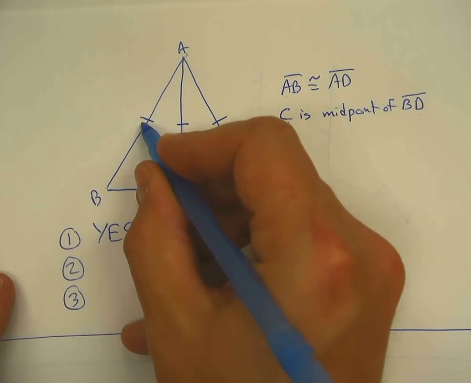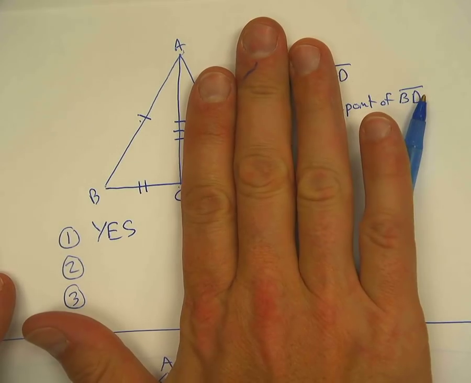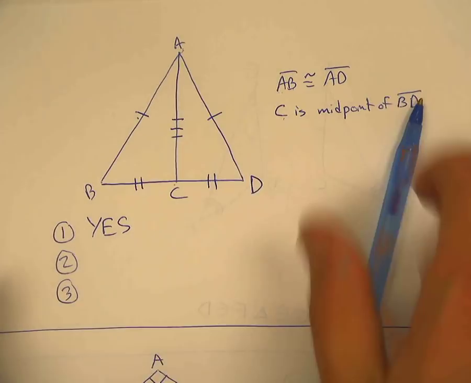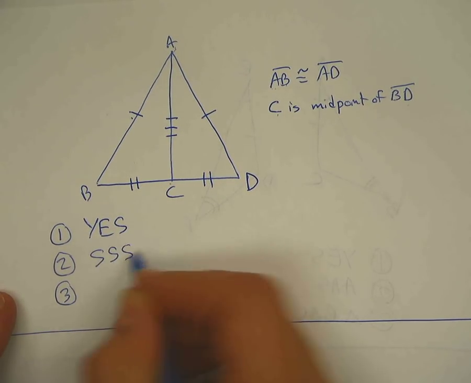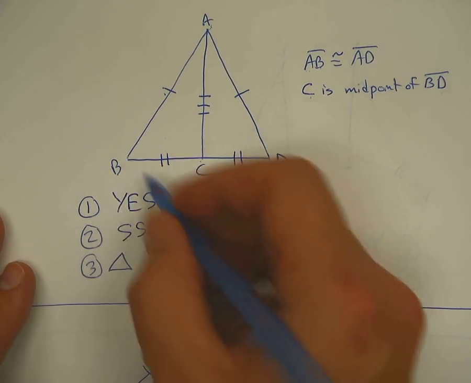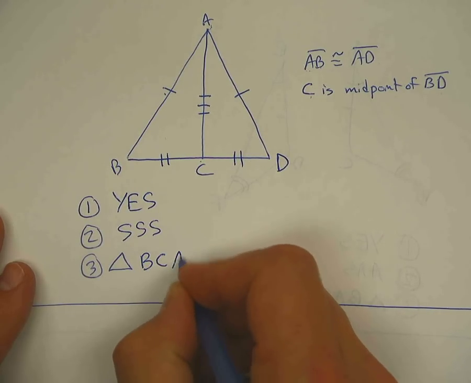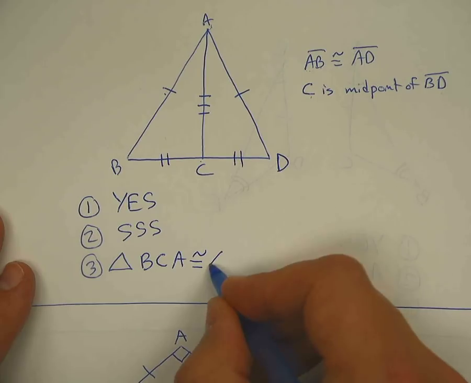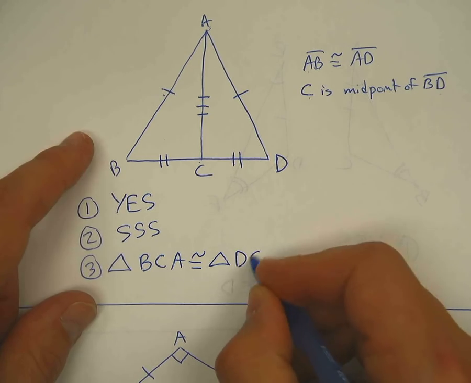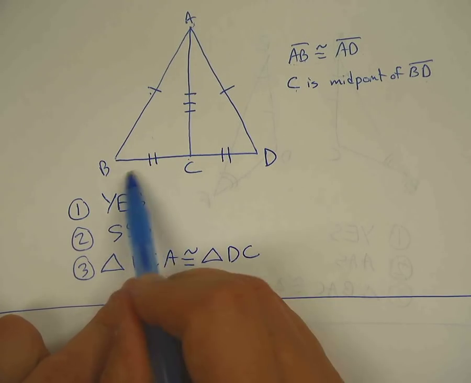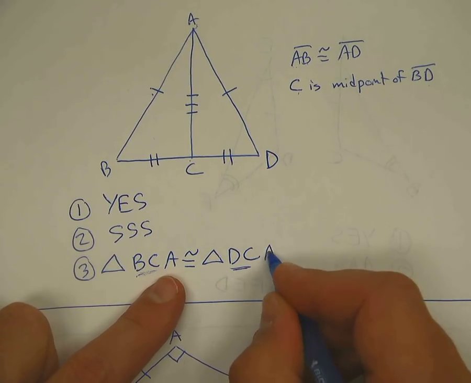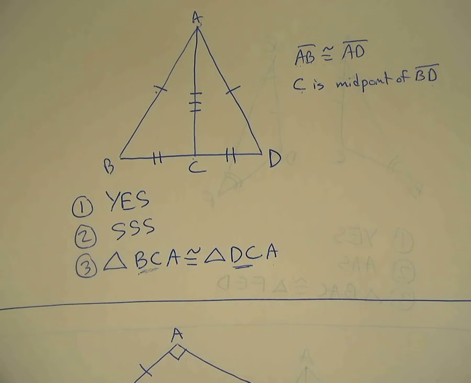It is by side, side, side. You're looking at one triangle, and there are 3 sides congruent to 3 sides of another one. So it is SSS. And we want to write a triangle congruent statement. I'm going to start with B this time. I'm going to say BCA is congruent to triangle. Now if I start with B, I'm going to start with D over here. DC has the same marks as BC, so first 2 spots here, first 2 spots here. I'm going to end with an A. So that's how you do that one.